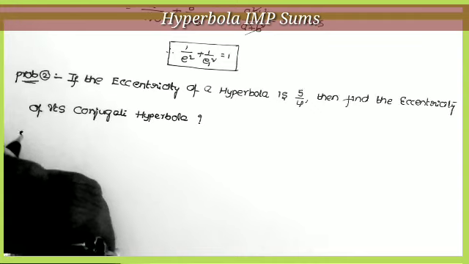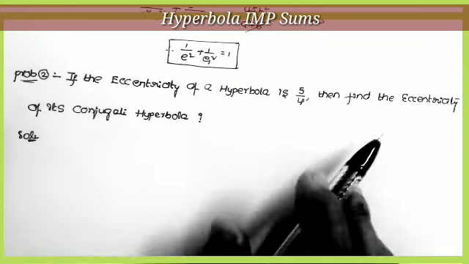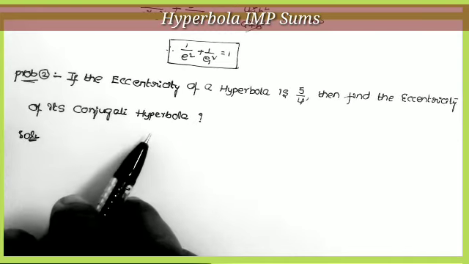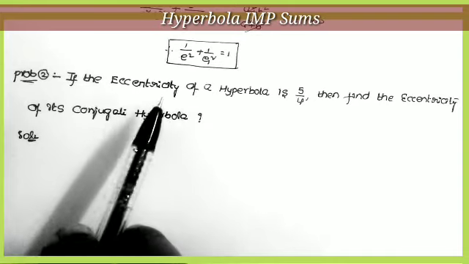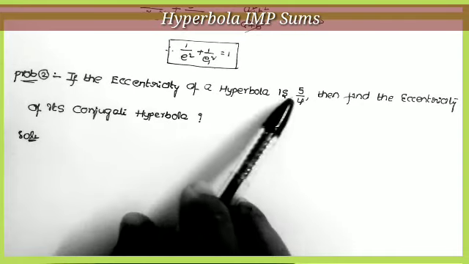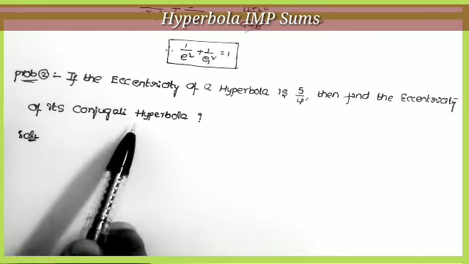Okay, the next problem. If the eccentricity of the hyperbola is 5 by 4, then find the eccentricity of its conjugate hyperbola. Very easy question but very important. What is given here? The eccentricity of the hyperbola is equal to 5 by 4. Now we want the eccentricity of the conjugate hyperbola.